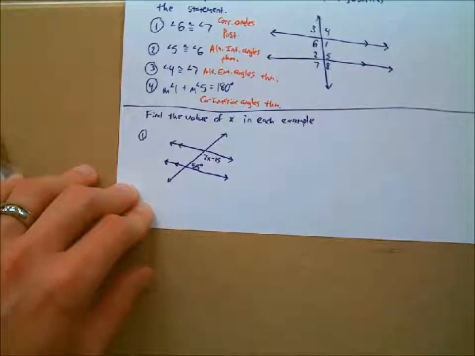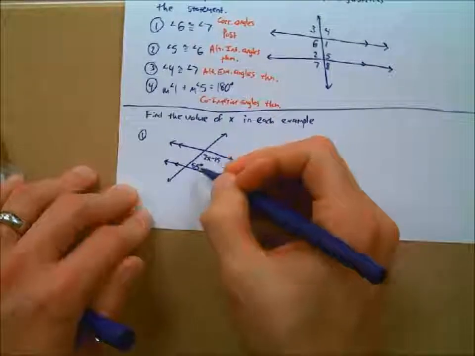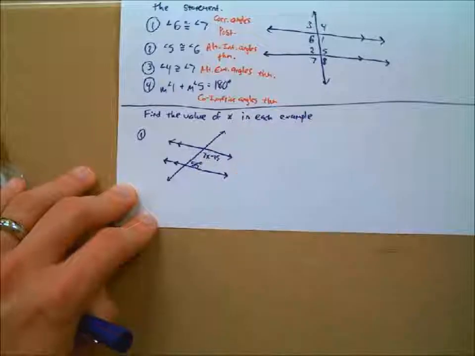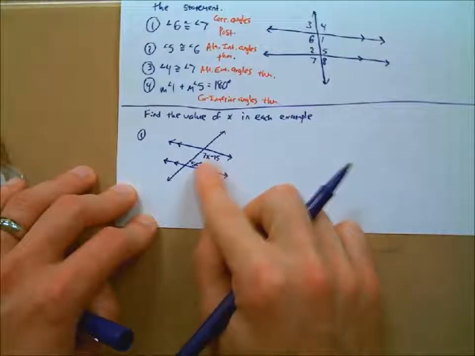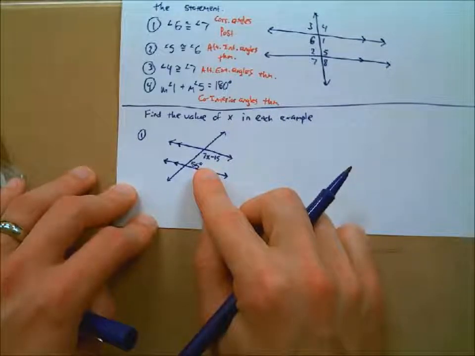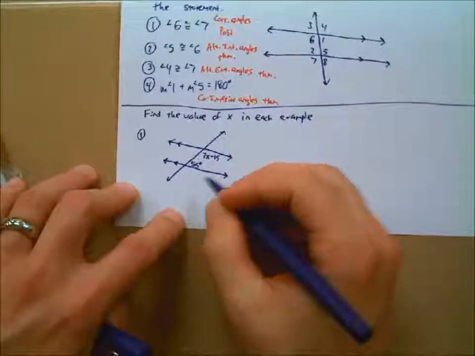Jake? Co-interior, or same side interior, if you want to call it that. Same side interior angles. Okay, now, can you help us out here, Stephen? How should these angles be related? What did we just say? Co-interior angles, they add to 180, exactly right. So, set up the equation for us. What are we going to write?